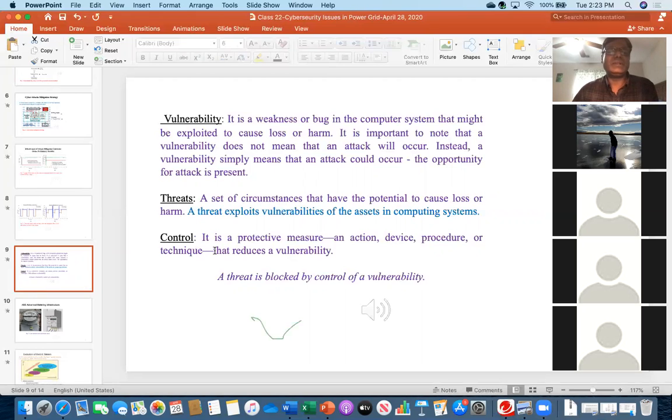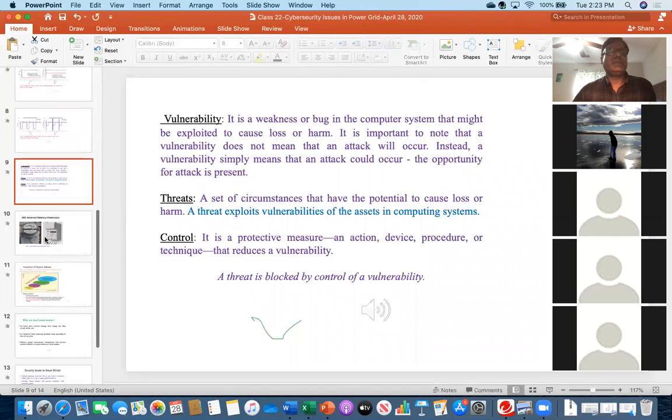And then control. Control is the protective measure. It's an action, a device, a procedure, or a technique that reduces vulnerability. And then a threat is blocked by control of the vulnerability. So therefore, you will be looking at these three terminologies: vulnerability, threats, and control.